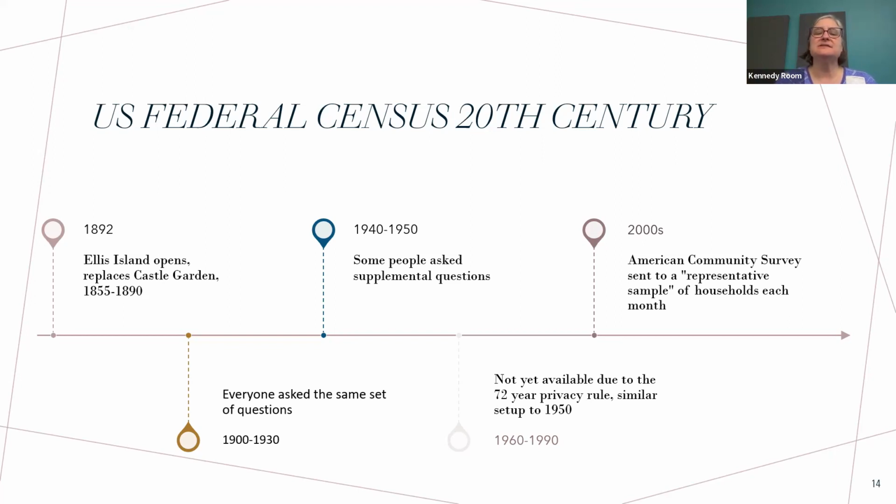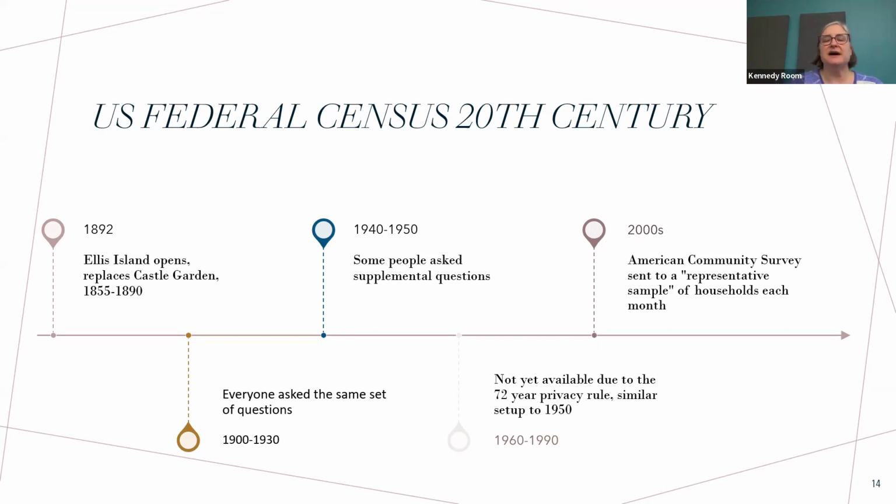Some people were asked supplemental questions. And then 1960 to 1990, plus the 2000, 2010, 2020 are not yet available because the 72-year privacy rule allows for that to be restricted. But that's a similar setup to 1950 with a certain number of people on a page getting supplemental questions.